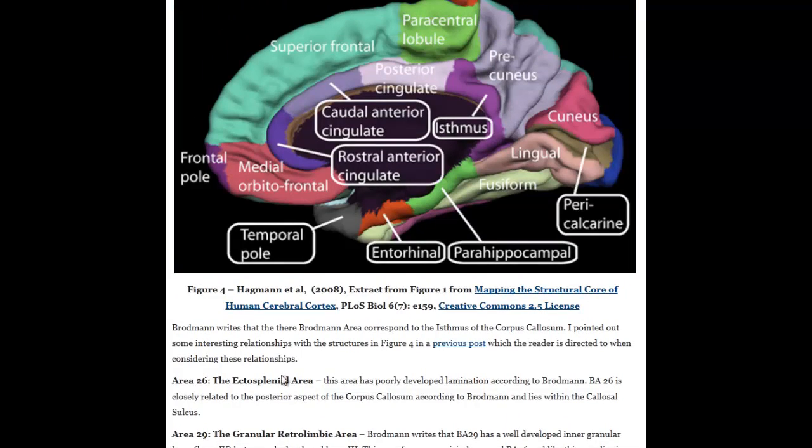Another point about the ectosplenial area is that it lies within a sulcus, a groove, the callosal sulcus, related obviously to the corpus callosum. And that BA26 is related to the posterior, the back of the corpus callosum, and forms a semicircle.